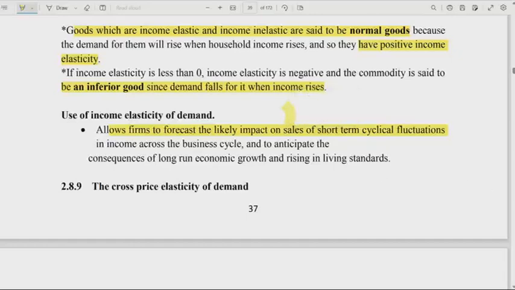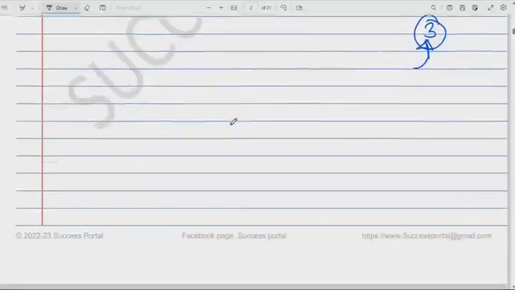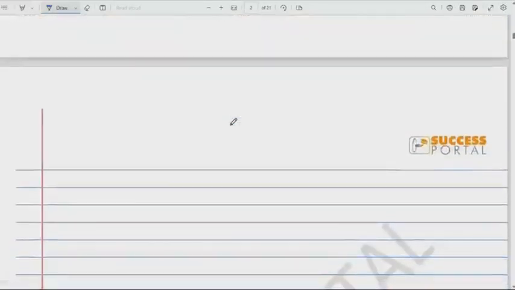So what happens is that cyclic fluctuations are just regular fluctuations that happen during the year. For example, in a span of a year, right? In a span of a year, we have January to December.